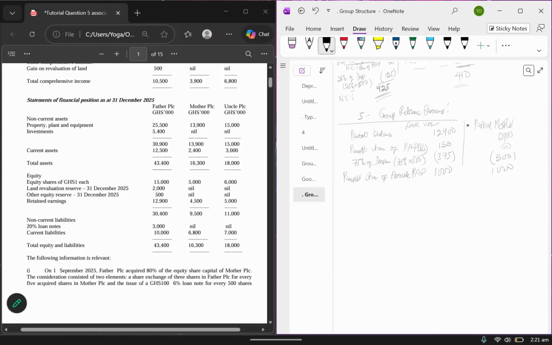That's why when the parent is the one selling, we subtract the unrealized profit from what? The group retained earnings. And then if the subsidiary is the one selling, you subtract it from what? The subsidiary's profits. That's in the net assets of the subsidiary workings too. Okay, we subtract it from there. All right. So the unrealized profit, if it is the parent that's selling, you come and less it.